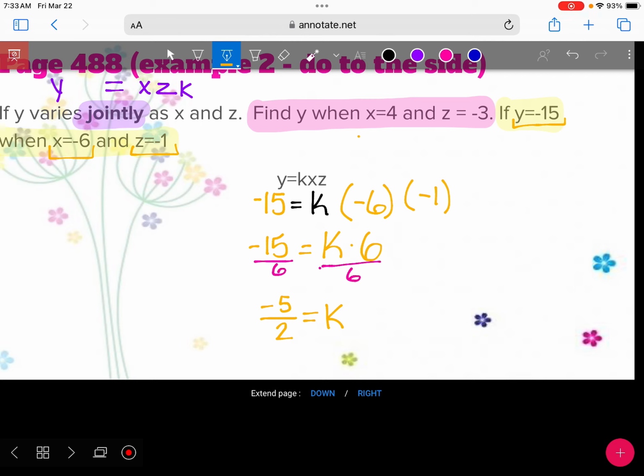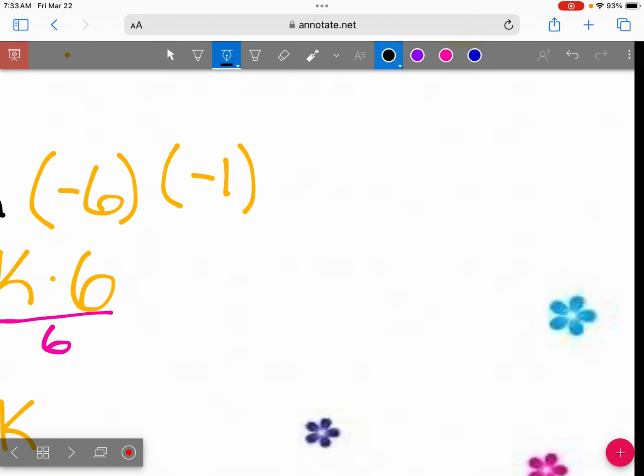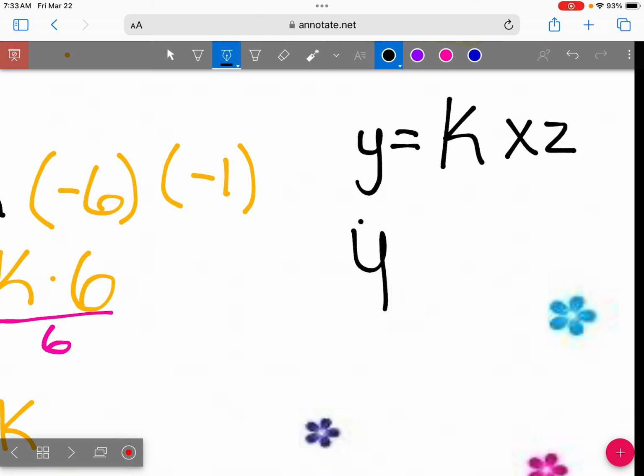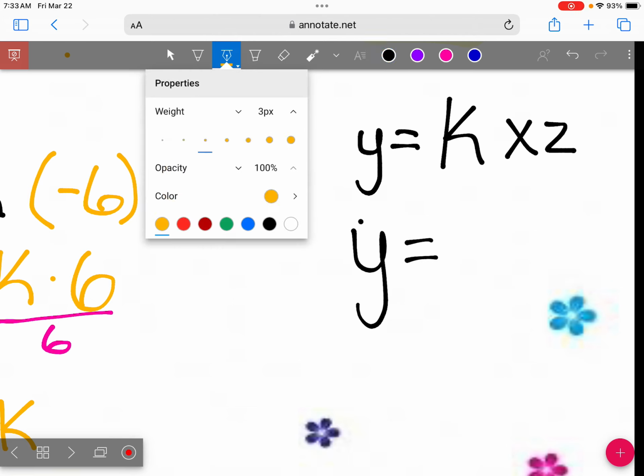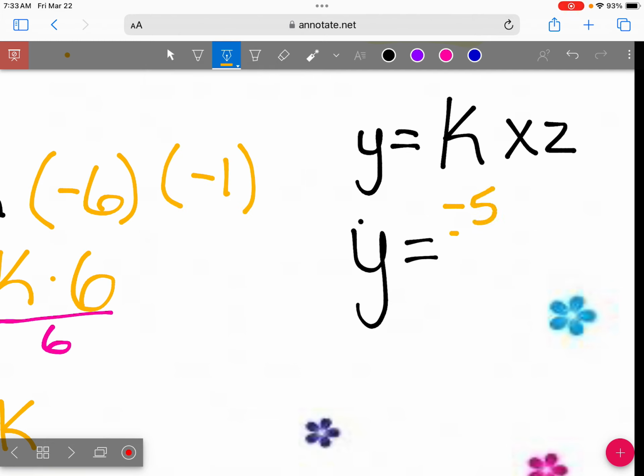So then I'm going to come back up to my equation up here, and I'm going to rewrite it with my x, y, and z and my k value that we found. So we know that y varies jointly. So we know together these guys are going to join, my k, x, z. But now we know my k. So we're going to have our y equals that k value of negative 5 over 2 x z.